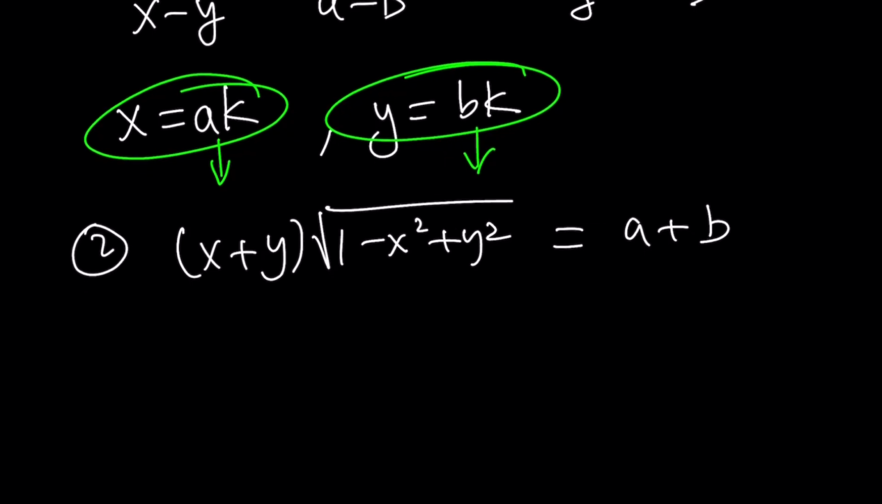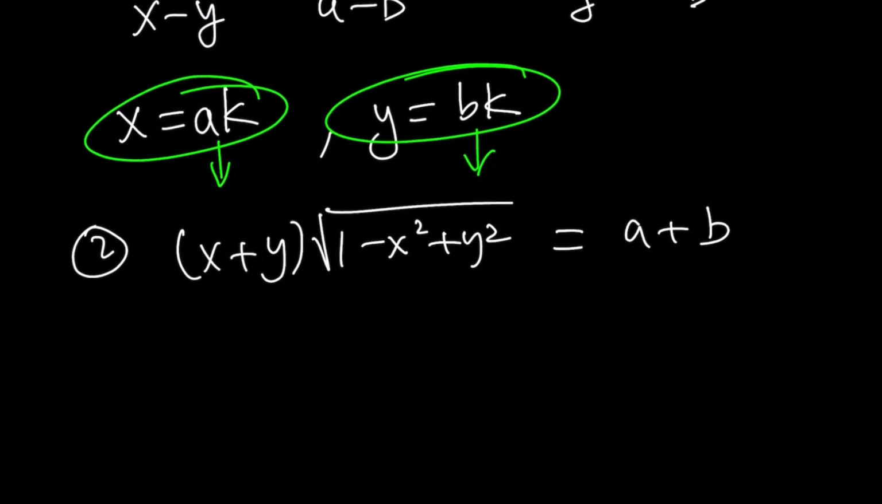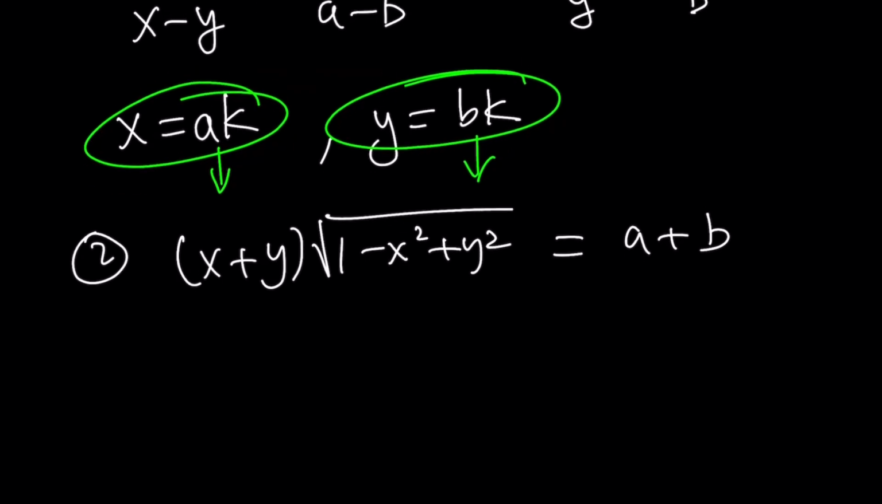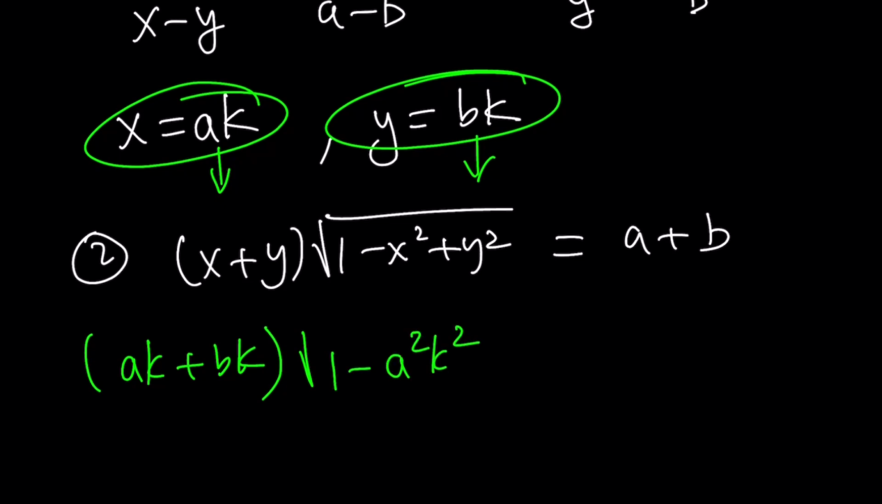That's a lot of work, a lot of algebra, and some of you guys were asking for harder questions. This is a harder problem. It's just time consuming, not too hard, doable hopefully. x equals ak, y equals bk, and then inside it's going to be 1 minus a squared k squared plus b squared k squared. And then that is equal to a plus b.